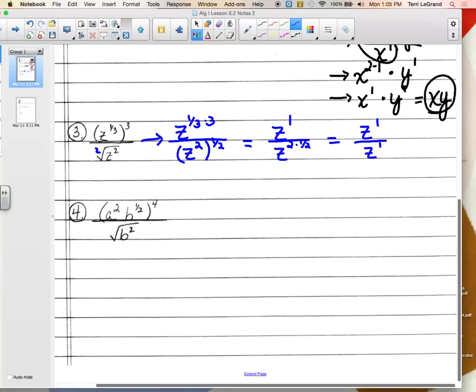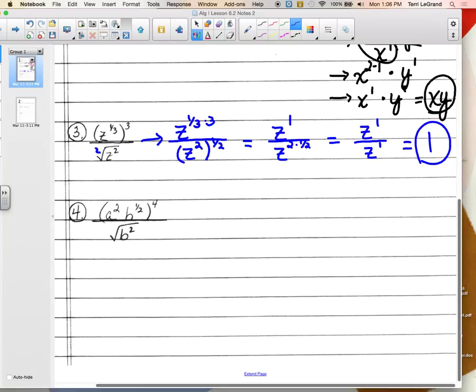Okay, there's 2 ways to go about this. This is the same base Z. When you divide, you subtract the exponents. 1 take away 1 is 0. Z to the 0 power is 1. Or you could say to yourself, anything divided by itself is 1. So this does equal 1.